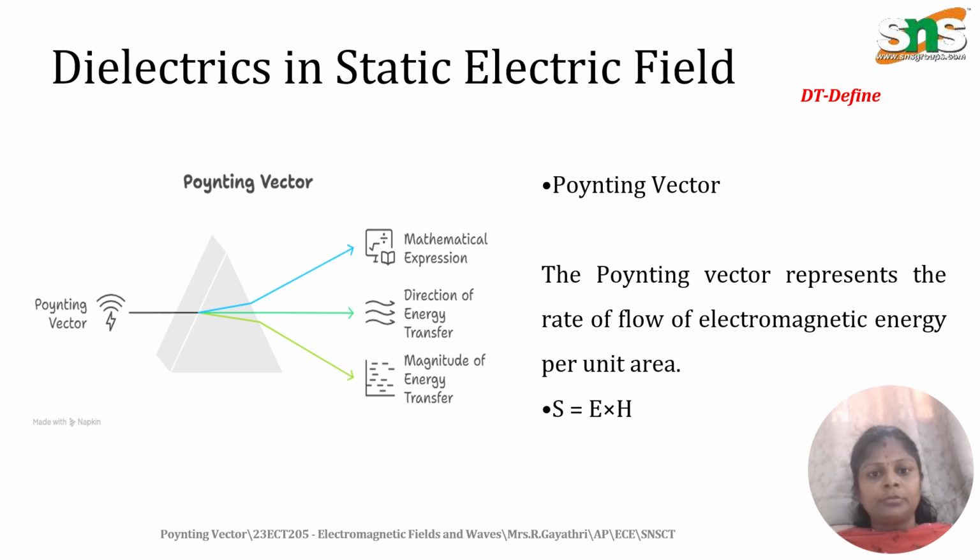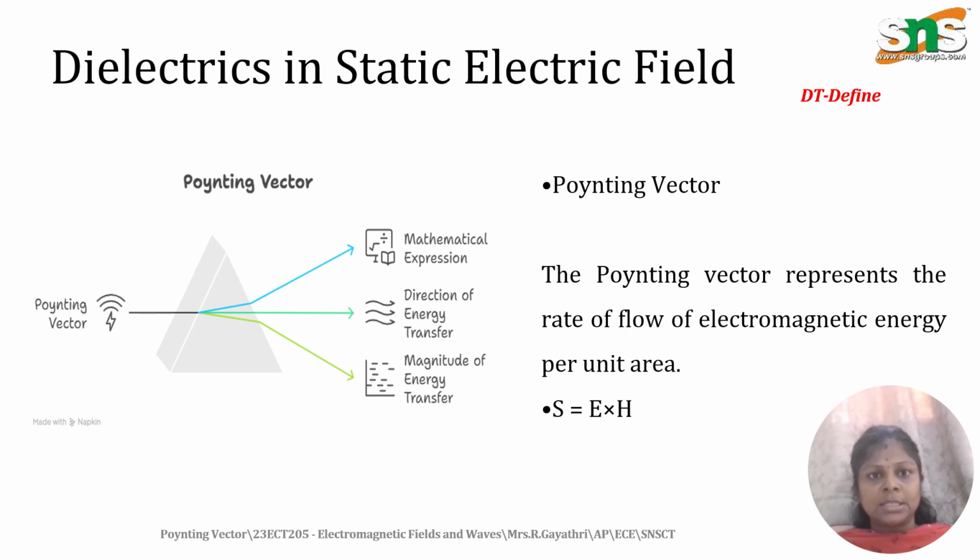Coming to the definition, to transfer the amount of energy in a transmission line and electromagnetic wave, we require one theorem, which is the Poynting theorem. In the Poynting vector, we know that an electric field will be generated and a magnetic field will be related to that. The rate of flow of electromagnetic energy per unit area is defined by the Poynting vector. In addition, it is a sum of the electric field and magnetic field.